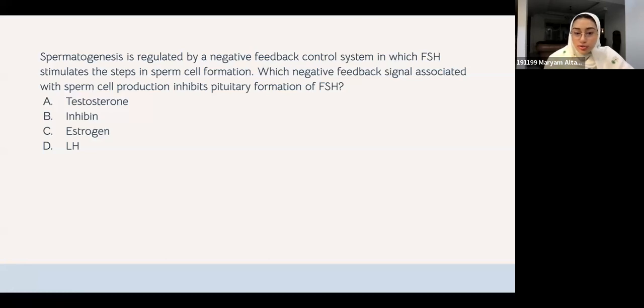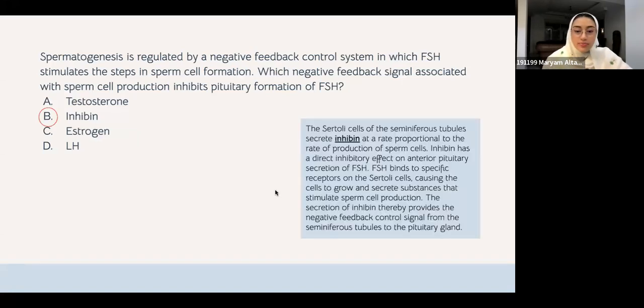So this is one of our first questions. Spermatogenesis is regulated by a negative feedback control system in which FSH stimulates the steps in sperm cell formation. Which negative feedback signal associated with sperm cell production inhibits pituitary formation of FSH? Perfect. Exactly. So remember, inhibin inhibits, okay? And it's produced by your Sertoli cells. This is what we just saw a second ago.